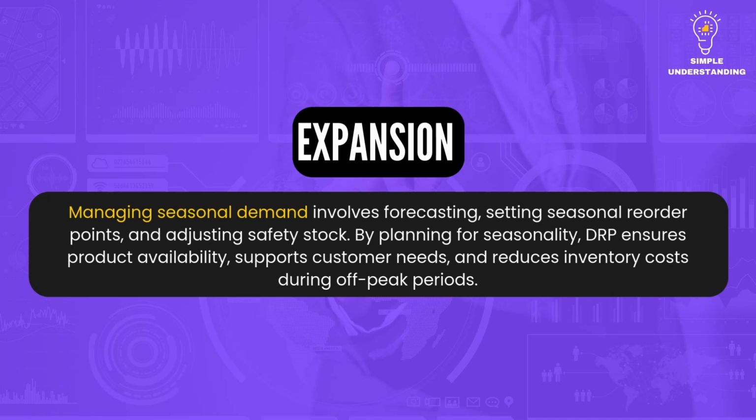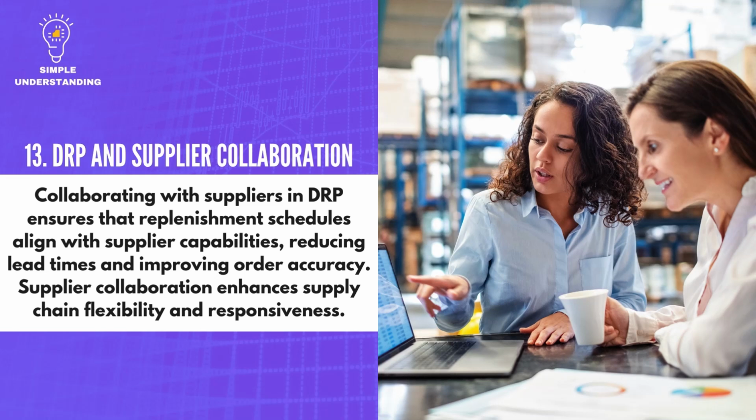Expansion. Managing seasonal demand involves forecasting, setting seasonal reorder points, and adjusting safety stock. By planning for seasonality, DRP ensures product availability, supports customer needs, and reduces inventory costs during off-peak periods. 13. DRP and supplier collaboration.